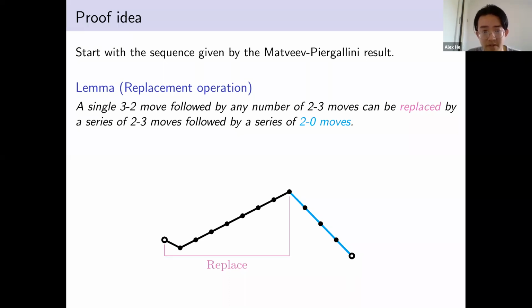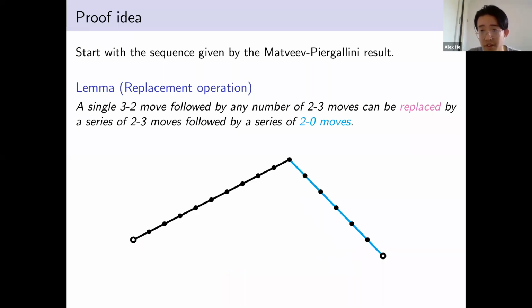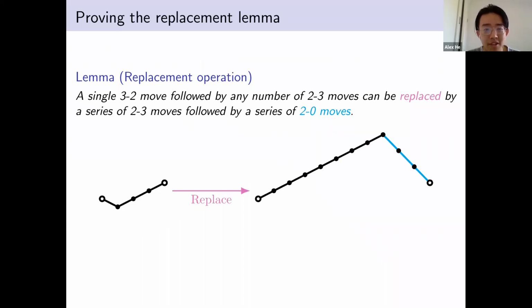So I replace this section like so. Once you've gotten rid of all the 3-2 moves, all you're left with has to be the monotonic sequence that you're after. So the point of this proof idea is that the proof of the theorem boils down to proving that this replacement operation always works. And I have, let's say, 10, 15 minutes left to talk about this replacement operation. So here's the replacement operation again. This is what we need to prove.